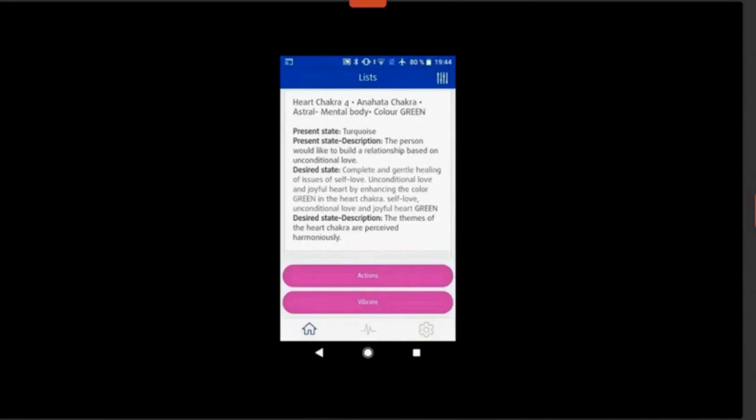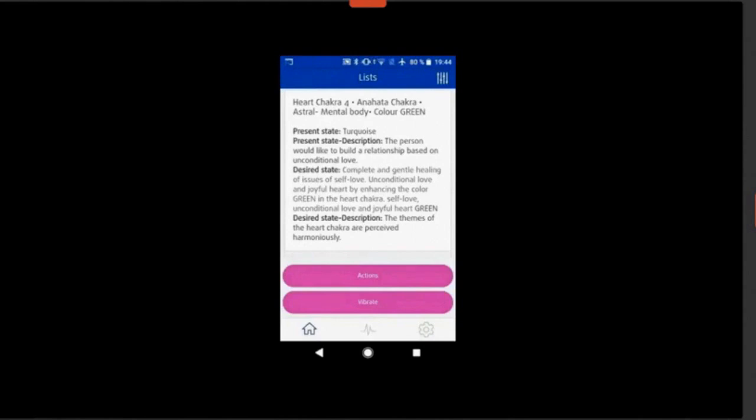Good. Desired state. That is more general. That means complete, gentle healing of issues of self-love, unconditional love, and a joyful heart, and so on and so forth, right? In the desired state description, the themes of the heart chakra are perceived harmoniously. That is more general. But what is actually interesting is the present state description, because that tells me where I'm standing. Present state tells me where I am now, and desired state tells me where I am supposed to go.